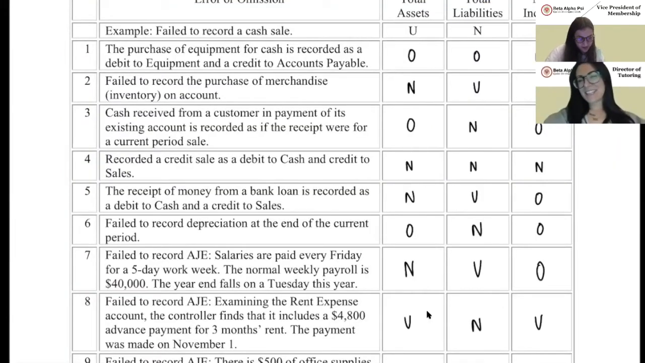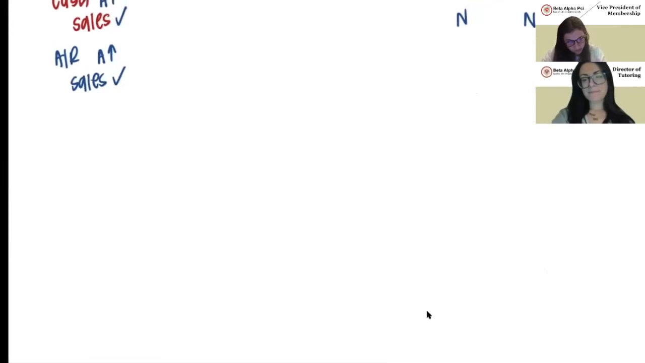All right, so number 5, the receipt of money from a bank loan is recorded as a debit to cash and a credit to sales. So what they did was they debited cash and they credited sales, but they got money from the bank for a loan, right? What they should have done is they should have debited cash and they should have credited loans payable.